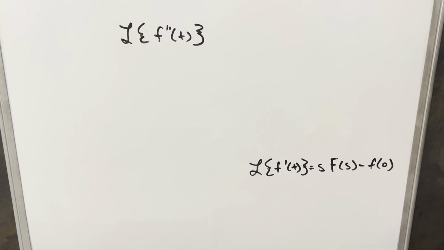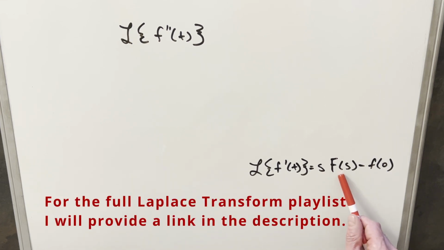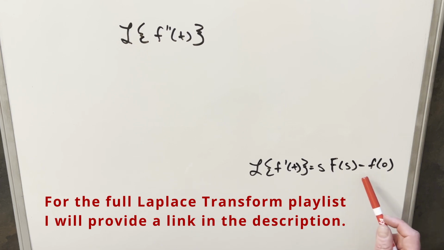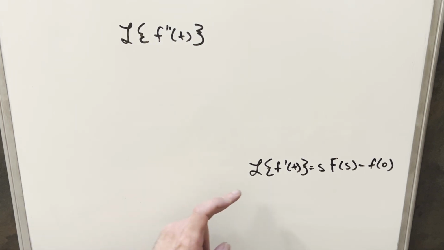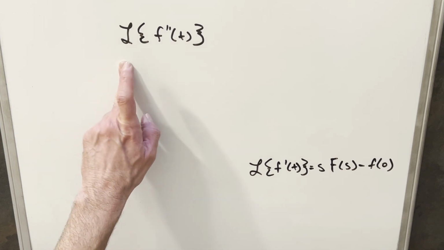And now, in a previous video, we found this formula down here for the first derivative of f of t. The formula we found for that is just s times big F of s, which is just the Laplace Transform of f of t, minus the function at 0. So for this Laplace transform of the second derivative, we're really going to just use what we found in the other video on the first derivative and repeat it and manipulate this in order to get our solution.